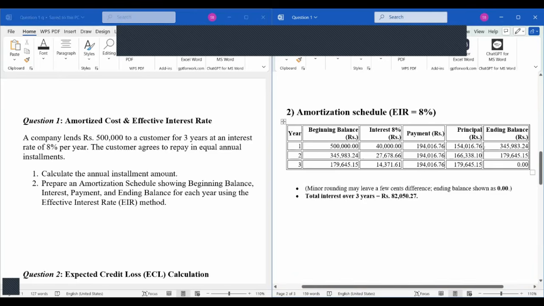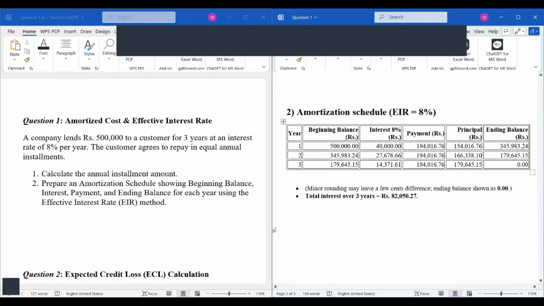This is the amount that is going to be deducted from your loan amount, because the interest is an additional expense. So we have to deduct the principal amount from the beginning balance. For the 500,000 we deduct this 154,016 rupees 0.76 cents. So the ending balance is 345,983.24. This is the ending balance of the first year.